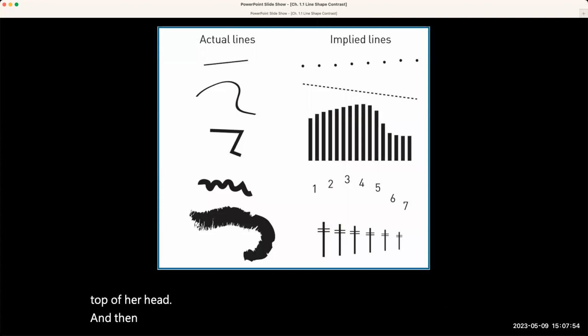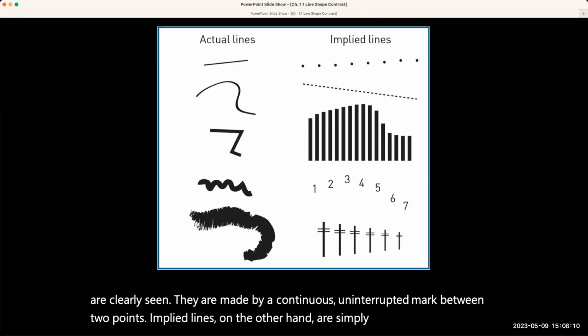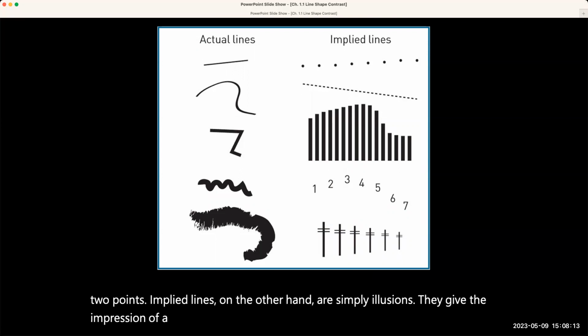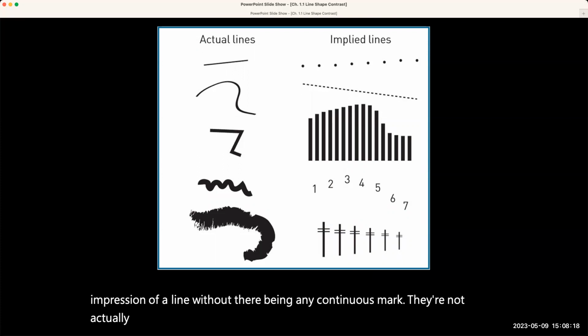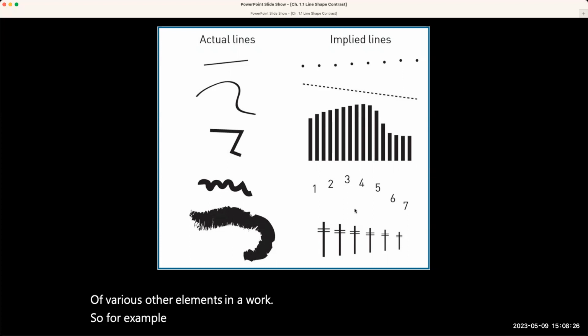And then we can also have actual or implied lines. So actual lines are those that are clearly seen. They are made by a continuous, uninterrupted mark between 2 points. Implied lines, on the other hand, are simply illusions. They give the impression of a line without there being any continuous mark. They're not actually drawn, but just suggested based on the positions of various other elements in a work. So for example, in this illustration, you can consider a dotted line a perfect example of an implied line.